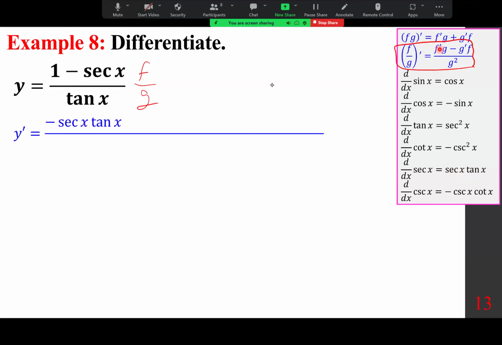We're going to multiply it by g, just tan x. And then minus g prime, the derivative of tan is secant squared. So minus secant squared times f, just in parentheses next to this, put the numerator, which is 1 minus secant x. Then tan x at the bottom, square it, make it tan squared x. And again, done with calculus.